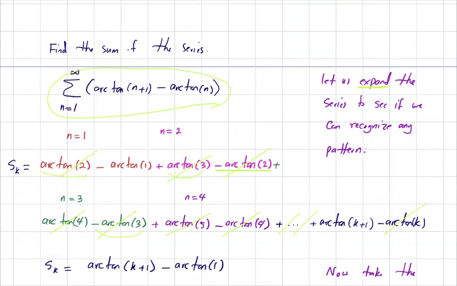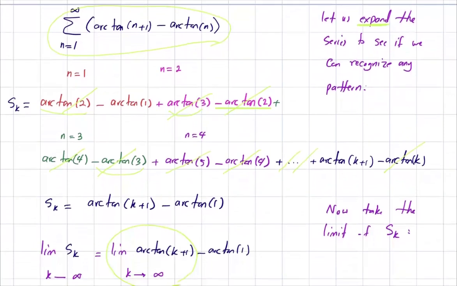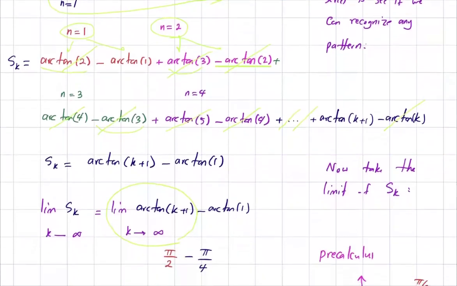This is basically another telescoping series that you have. So here, if I plug in 1, I get inverse tangent of 2 minus inverse tangent of 1. If I plug in 2, I get inverse tangent of 3 minus inverse tangent of 2. If I plug in 3, the same process. So I see a pattern here. I can get rid of opposite terms, and I can simplify S sub k to basically the difference between arctangent of k plus 1 and arctangent of 1.